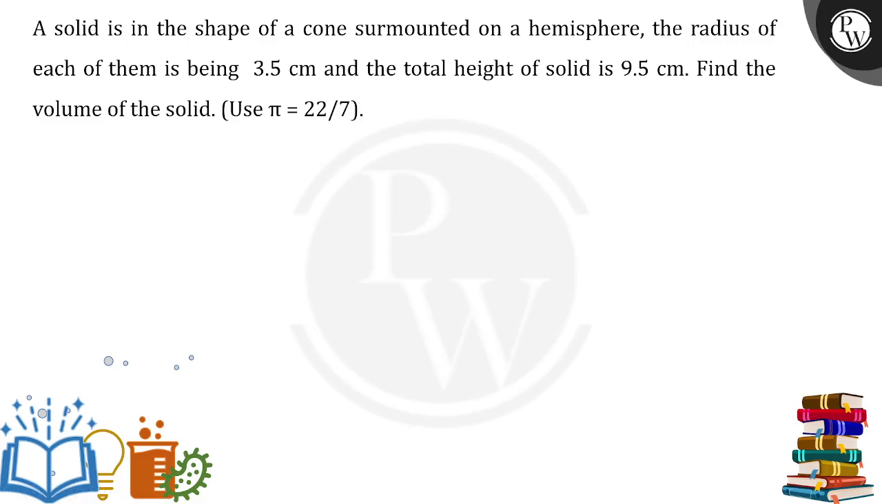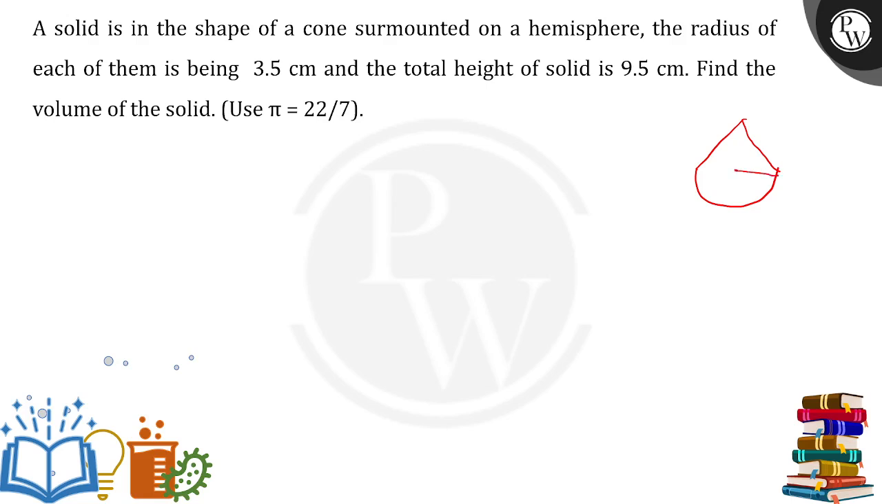A solid is in the shape of a cone surmounted on a hemisphere. So first of all, we have a cone surmounted on a hemisphere. This would be a hemisphere, and above it we'll have a cone in this form. Now for this they have given the dimensions. The radius of each of them is given. So the radius would be this one over here.